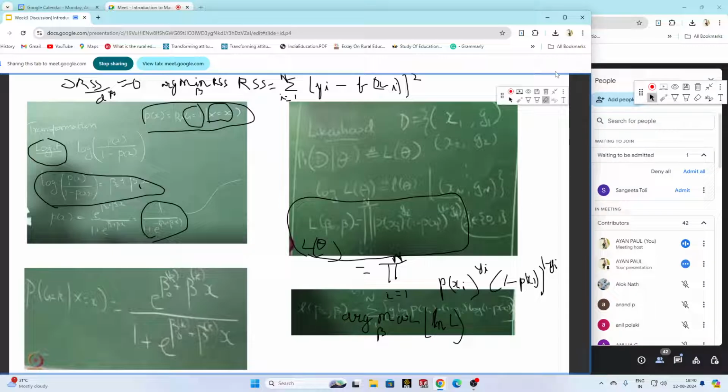If you write this in log form, this pi will change to sigma, because whenever you are taking log on both sides, these things will add up. These things will become yi log pxi plus 1 minus yi log 1 minus pxi. So that is adding up, and that is why you can write sigma if you are doing log of that likelihood. So this is the thing.